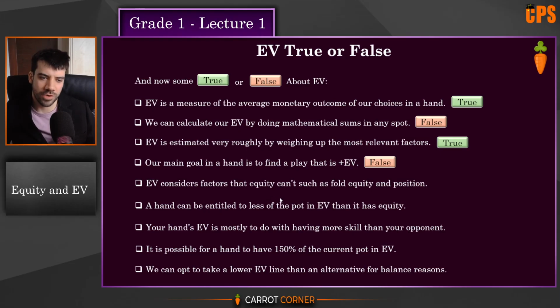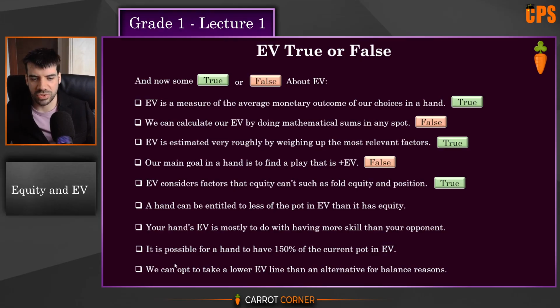Absolutely. This is one of the main things that differentiates EV from equity, is that it has the ability to take these less numerical factors into account. Being in position will always increase your EV over being out of position. Having more fold equity will usually increase a hand's EV, although it will be the opposite in the case of a very strong hand that craves value.